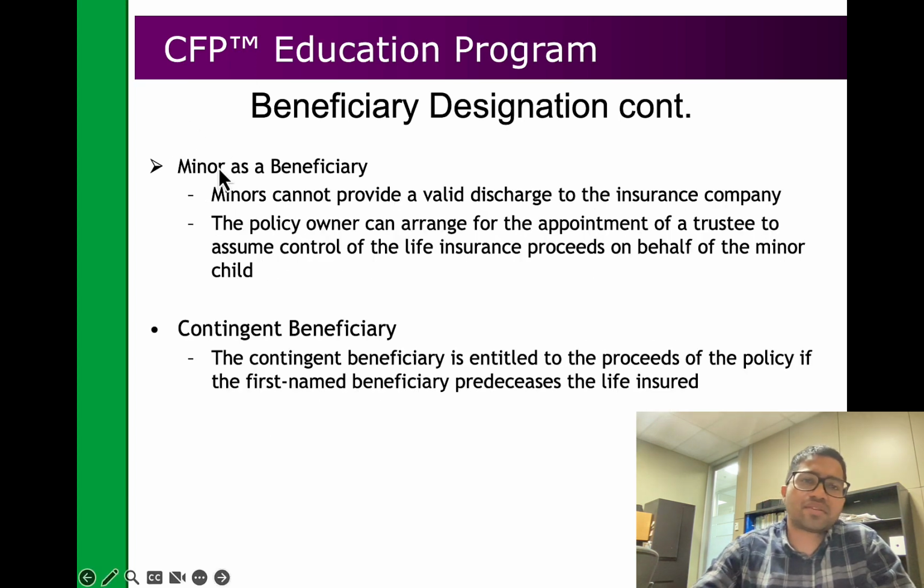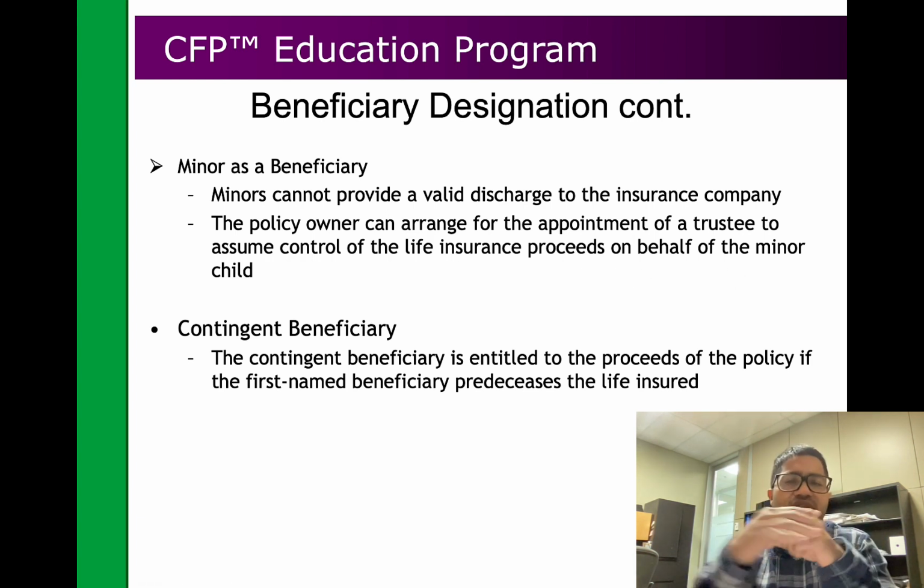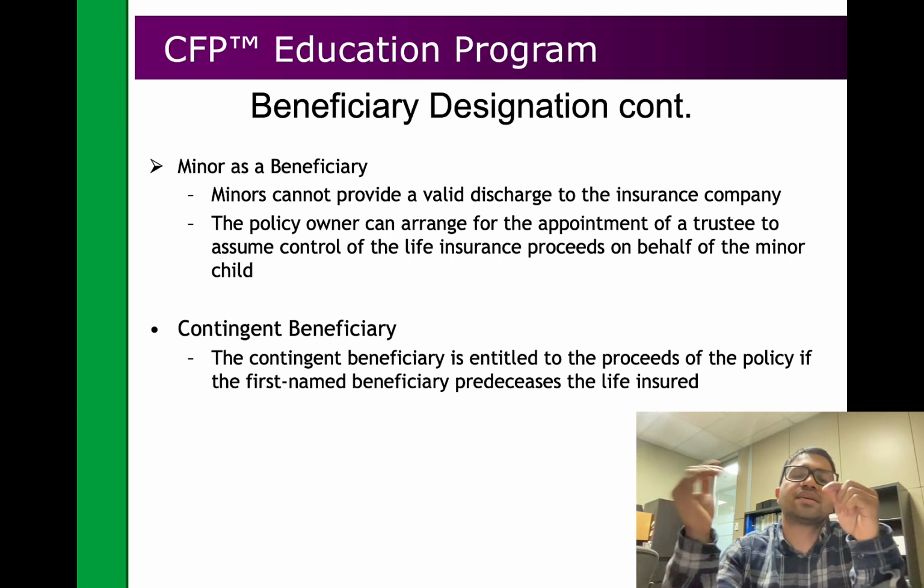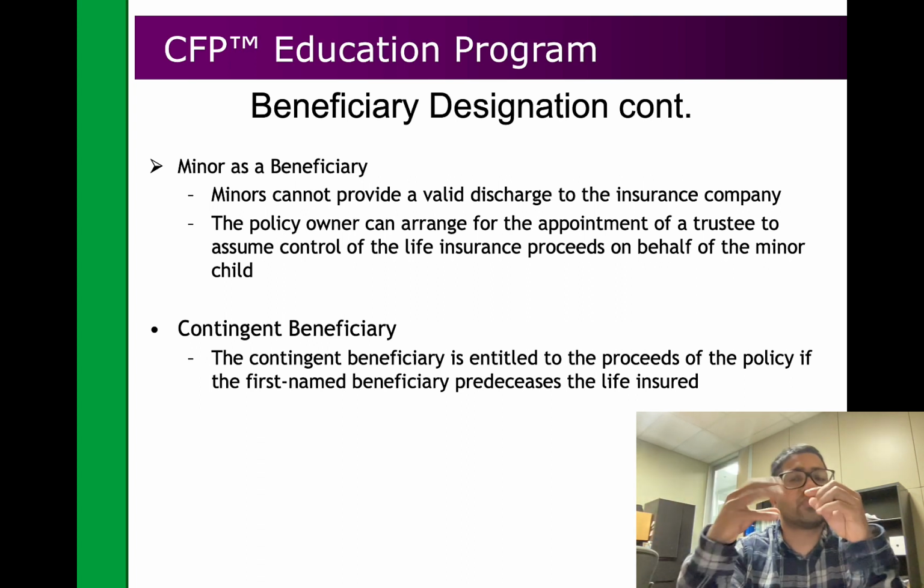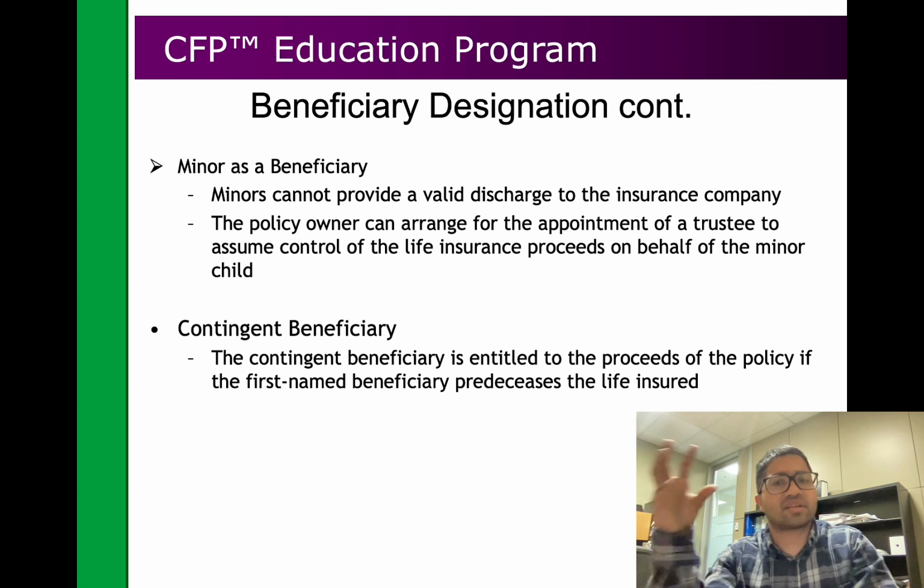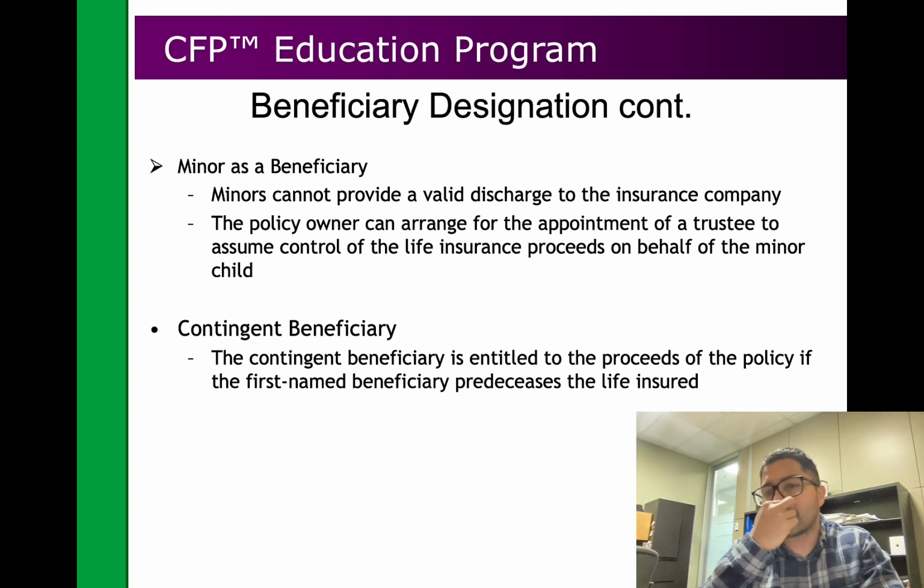Now, what happens if you have a minor as a beneficiary? Minors cannot provide a valid discharge to an insurance company. The policy owner can arrange for the appointment of a trustee to assume control of life insurance proceeds on behalf of a minor child. So if you have a minor as a beneficiary, you need to assign someone as a trustee. The funds will be in the minor's name, but the trustee will be able to arrange or manage the proceeds.